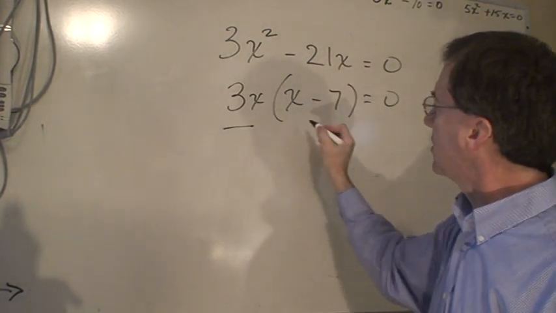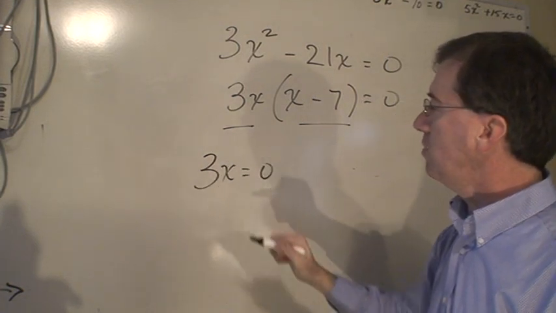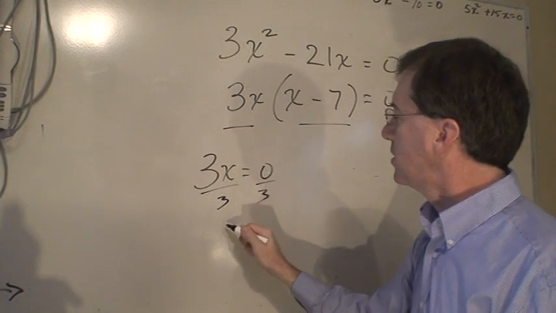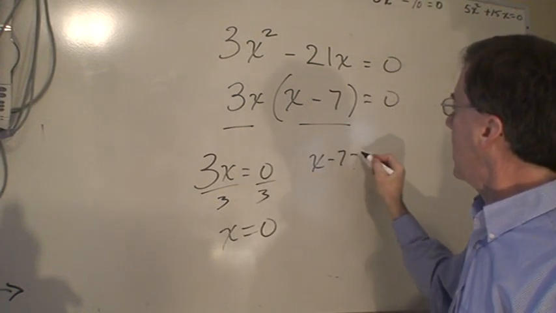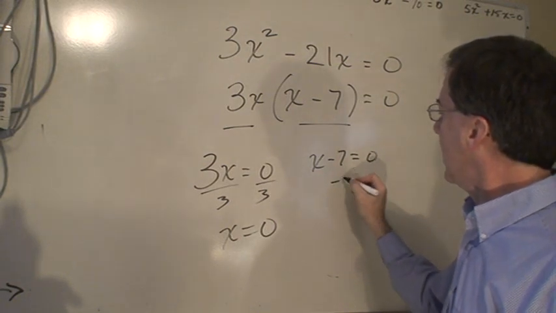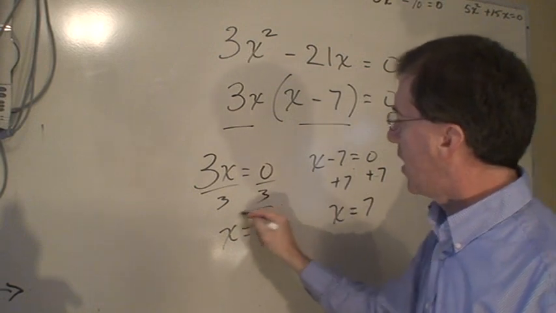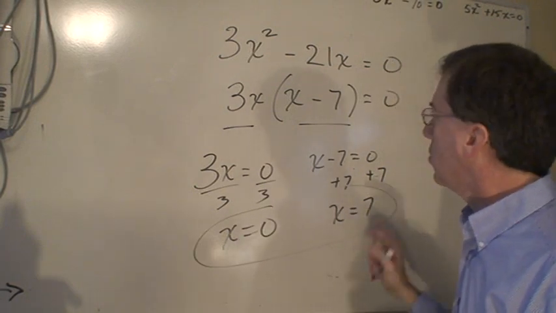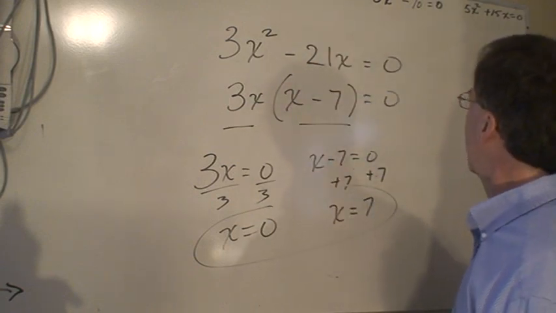Now again, I have to solve both of these for 0. 3x equals 0. You say, well, what times 3 equals 0? Well, you divide by 3. It's going to be 0. X equals 0. Then I have x minus 7 equals 0. Now add 7 to both sides, and I get x equals 7. So there's my two answers: x equals 0, x equals 7. All right. Let's look at one more that's similar to this.